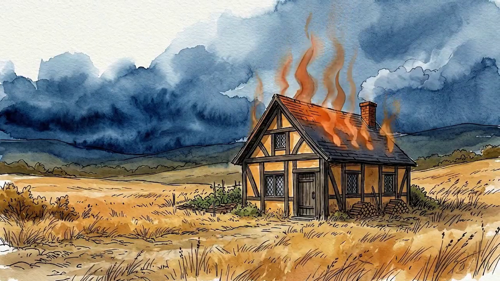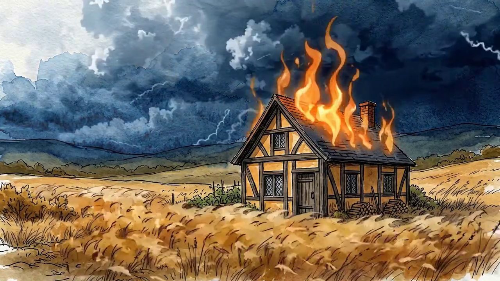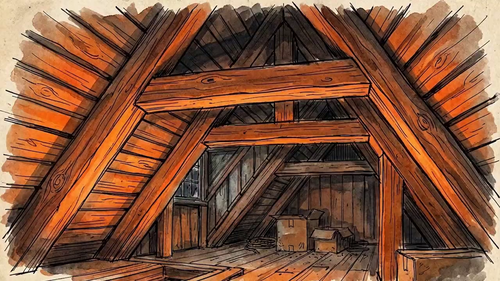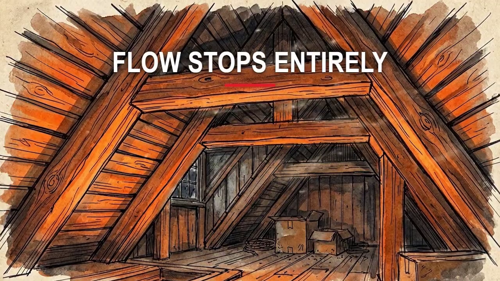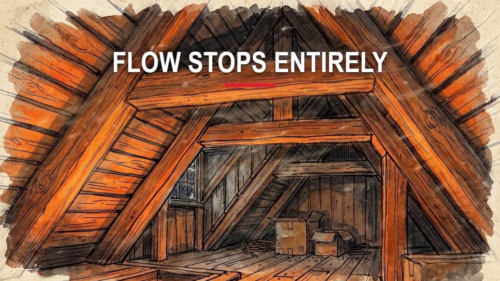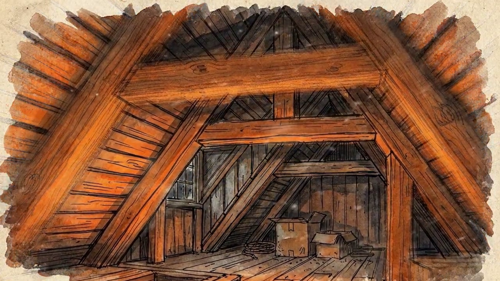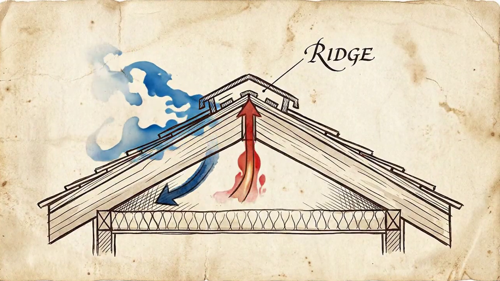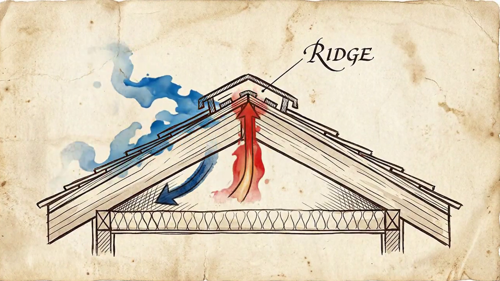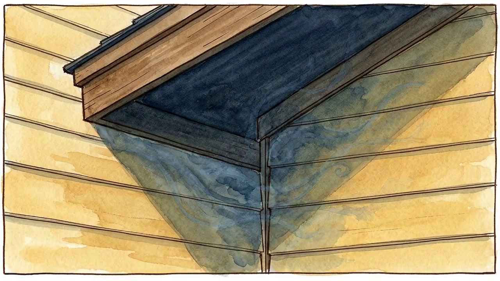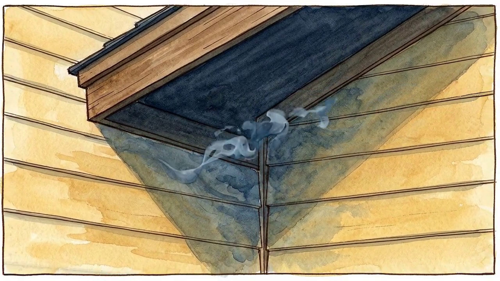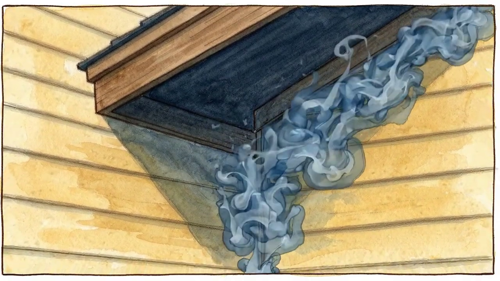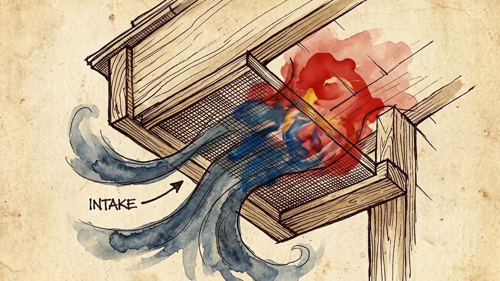Block 3. The physics. The stack effect in an attic works because hot air is less dense than cool air. At 130 degrees Fahrenheit, 54 Celsius, inside an attic, the air pressure at the ridge is slightly lower than ambient outside pressure at the same height. At the soffit, outside air at 90 degrees, 32 Celsius, is denser and at higher pressure than the interior.